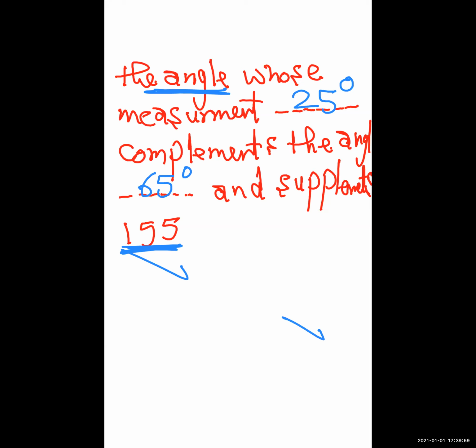Then the next point: the two adjacent supplementary angles. It will be like this, guys. We said that supplementary means 180. So it will be like this.